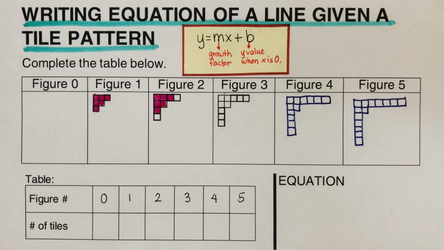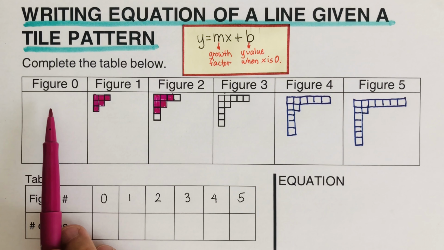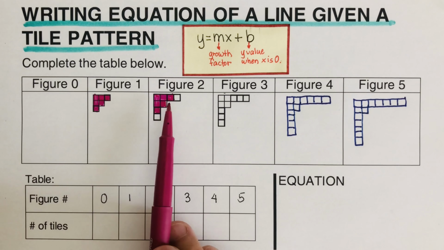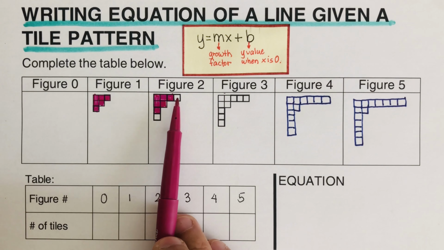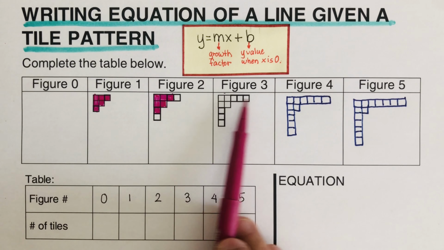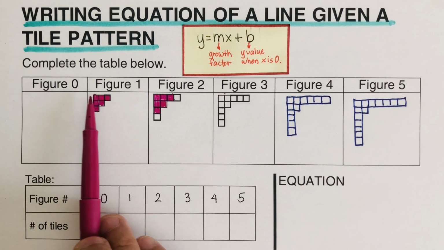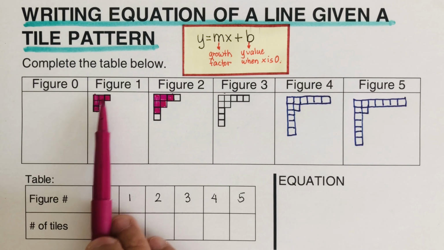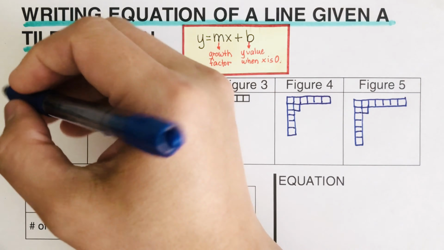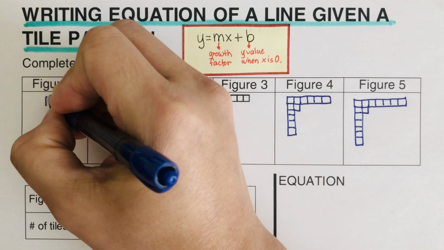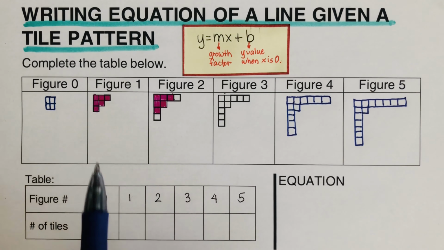Now the problem here is that we are missing figure 0. So that means we go backwards. Since it's growing by 1 tile on each of the sides, the right and the bottom, we are going to subtract 1 on the right side and on the bottom side in order to come up with figure 0. Figure 0 should look like this, because again, we're going backwards.